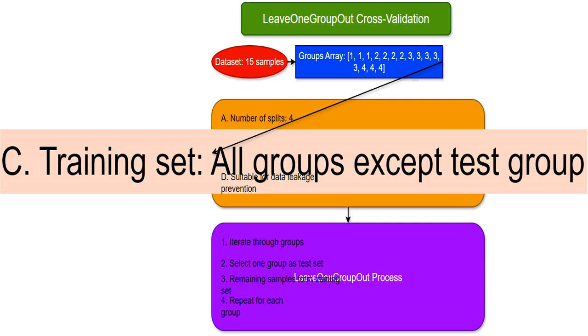Here's how LeaveOneGroupOut works step by step. First, it looks at each of the 4 groups. Then, it takes one of the groups and sets it aside as the test group, the group whose data the model will not see during training. The rest of the samples will be used to train the model. After that, it repeats the process, picking a different group to be the test set, and retraining the model with the remaining groups. It does this for every group. This helps us get a good sense of the model's generalization capabilities.